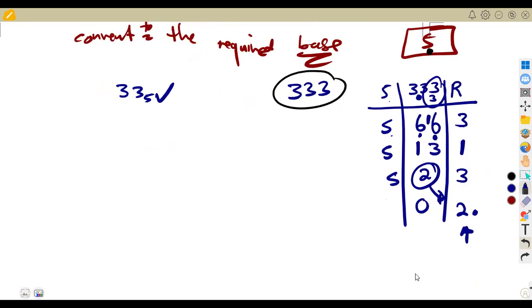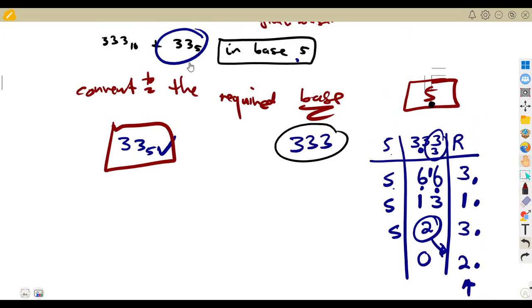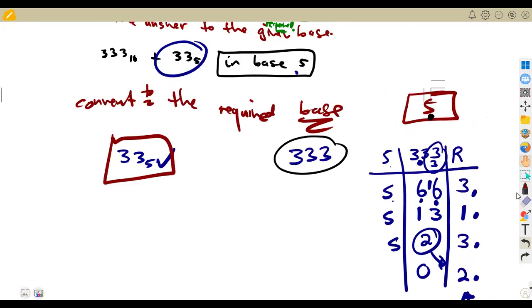From the bottom going upwards, our answer is going to be 2, 3, 1, 3 in the base of 5. So we have the number now in the base of 5. Already the second number here was in the base of 5. So now we can add these numbers in base 5.